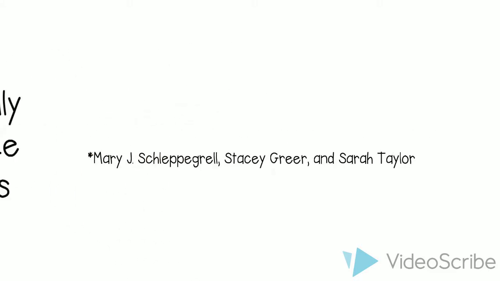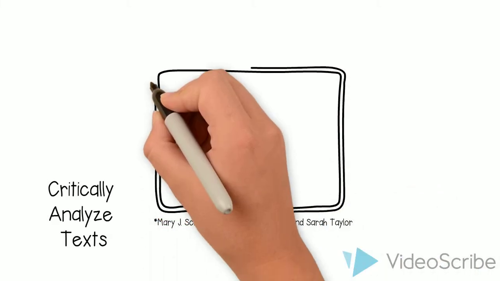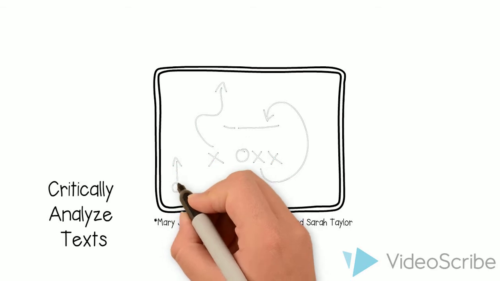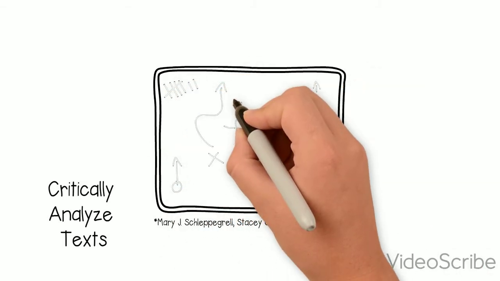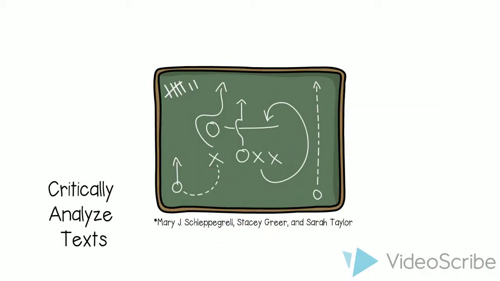According to Mary Schleppergrell, Stacy Greer, and Sarah Taylor, the best practice in introducing a unit of study begins with creating guiding questions and a guiding thesis. This provides a drive for where the teacher is taking his or her class. After these objectives are decided, the teacher must take the time to critically analyze a variety of texts that they plan to expose students to throughout the unit.